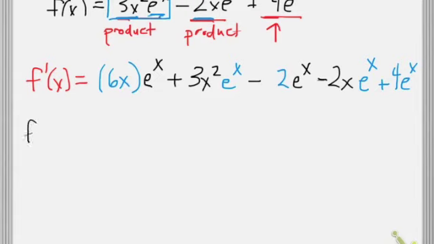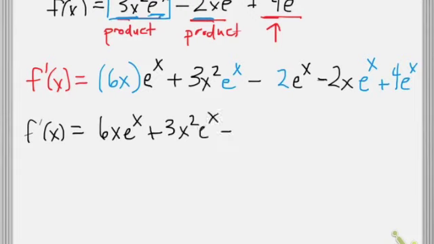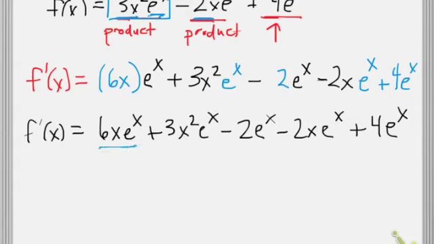Okay, so we clean this up, and we get 6x e to the x plus 3x squared e to the x minus 2e to the x minus 2x e to the x plus 4 e to the x. So we obviously have a few like terms. The 6x e to the x is a like term with minus 2x e to the x, and the minus 2e to the x is a like term with the 4e to the x.